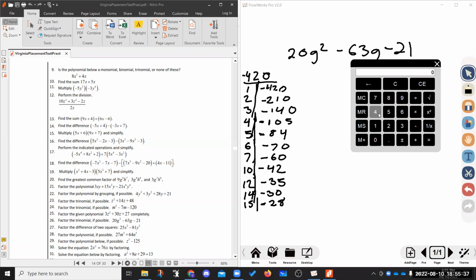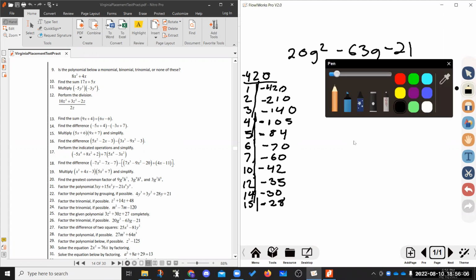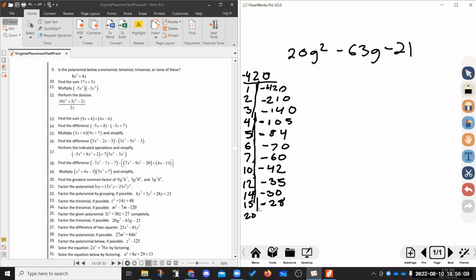420 divided by not 16, not 420 divided by 17. Nope, 420 divided by, can't be 18 because there was no 9. 420 divided by 19. No. Okay, so I'm done because there's 20 times negative 21. All right, now I'm looking for which factor pair adds together to give me negative 63.